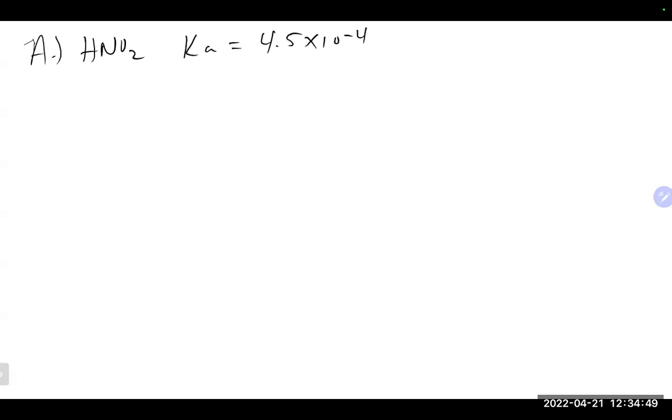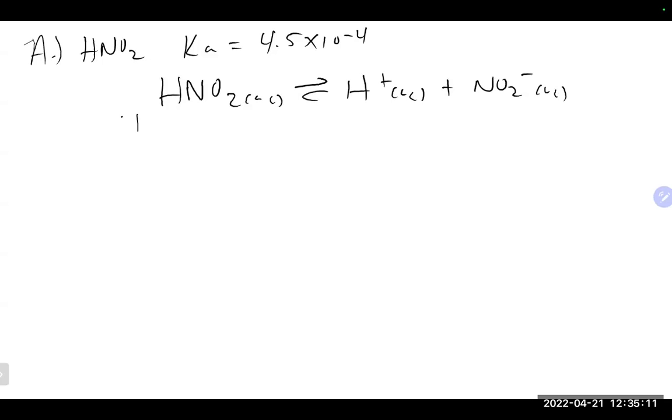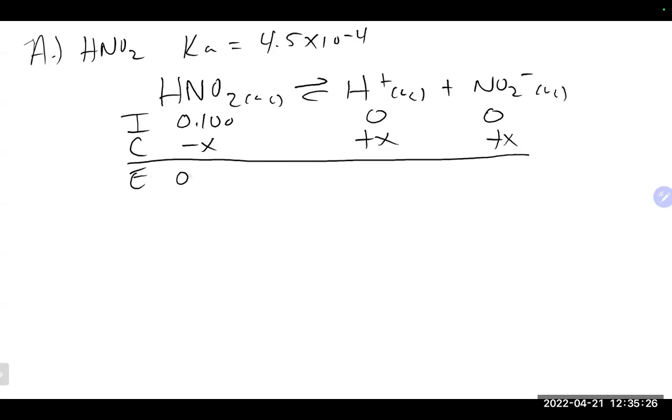Since we have not added any sodium hydroxide at this point, it is just a straight Ka problem, and we can use molarity because we haven't added any volume. So I'm going to do the weak acid dissociating into H plus and NO2 minus. Initially we'll use our concentration, which was 0.1 molar, and the products are 0 and 0. Change will be minus X, plus X, plus X, to our equilibrium of 0.1 minus X, X, and X.